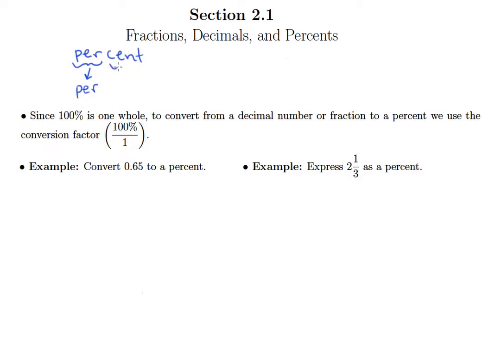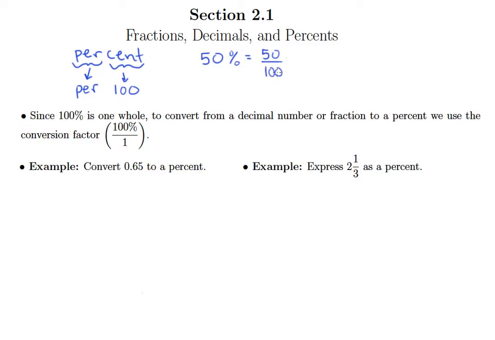And then cent, think of the word century. Cent means 100. So when we say percent, what we mean is per 100. So when I take something, for example, like 50%, and by the way, the symbol for percent is this symbol right here. So 50% is literally 50 per 100.